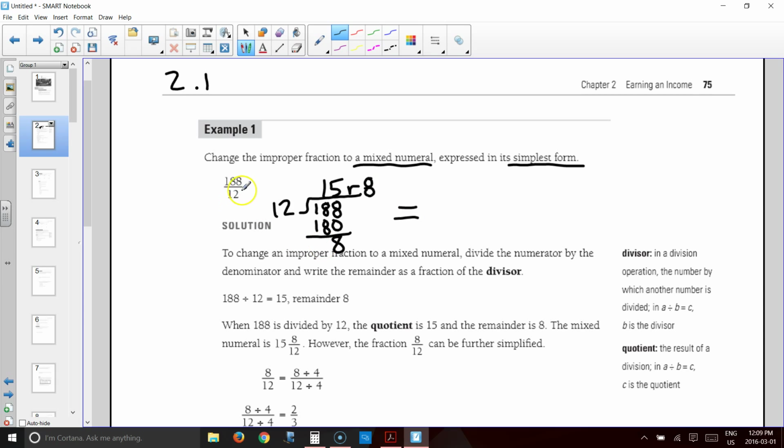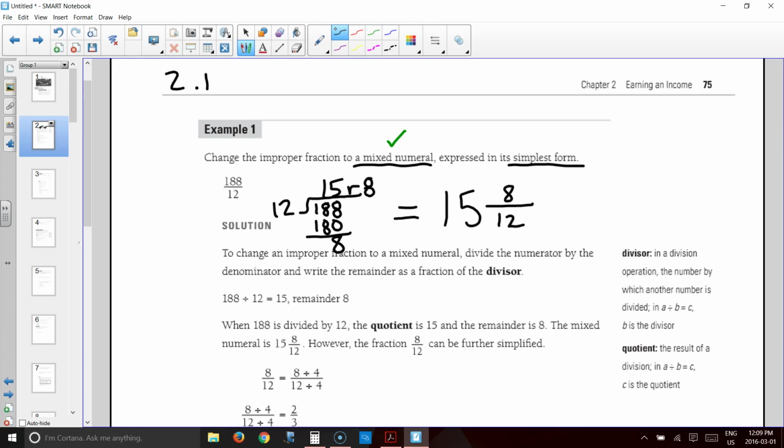take a look at what the divisor was. The 15 is the whole number, so it goes 15 times, and what's on the bottom is what was originally on the bottom. The divisor is 12, so there it is. It's still 12, and the remainder goes on top as 8. Okay, so 12 goes into 188 15 times with 8 left over out of 12. And that's basically done the first part. So we have made it into a mixed number.